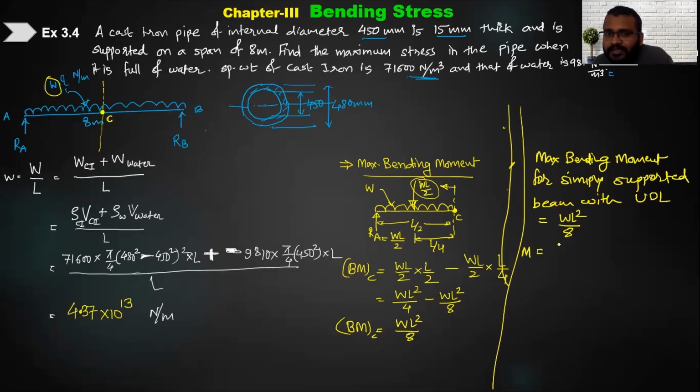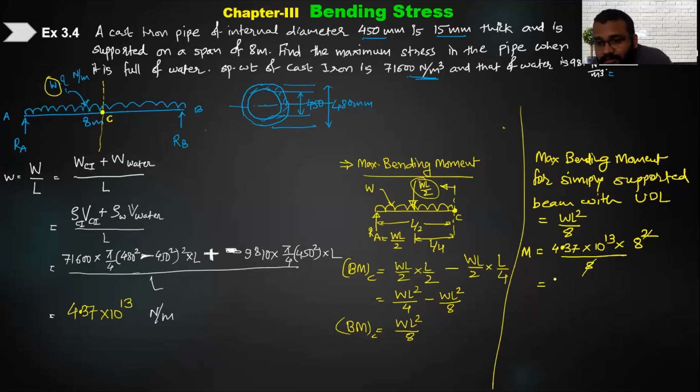Now can you calculate what is the value for our case? कितना value आएगा हमारे केस के लिए? W का value कितना है? 4.37 into 10 raised to 13. What is the length? 8 meter span. उसका square upon 8. How much will be this? कितना आएगा बताओ जरा? 3.5 into 10 raised to 14.